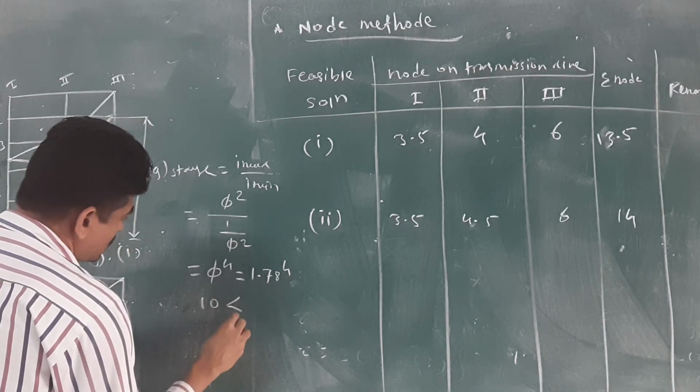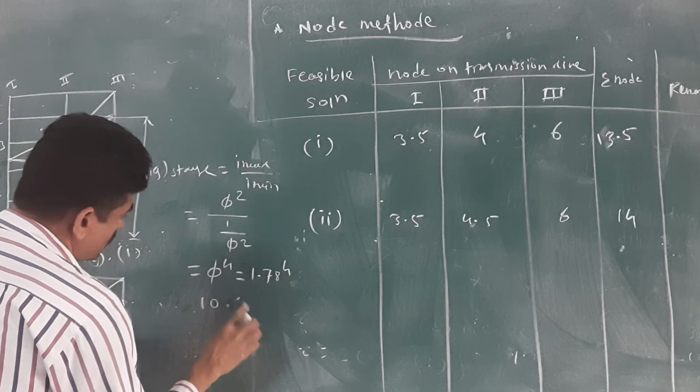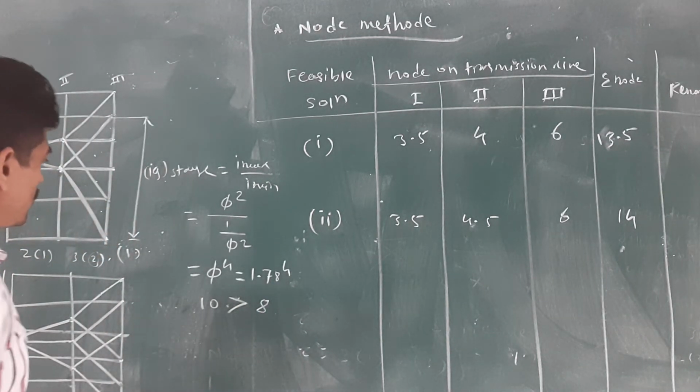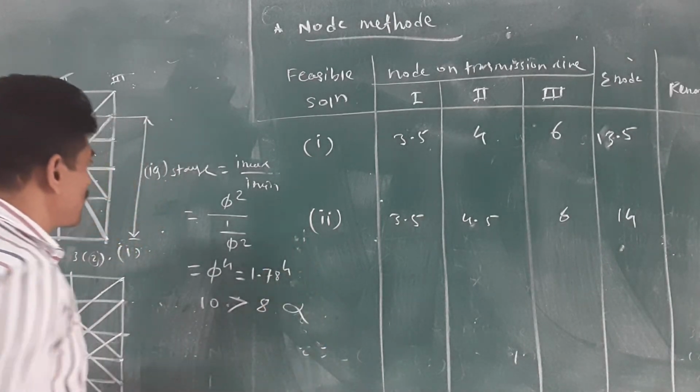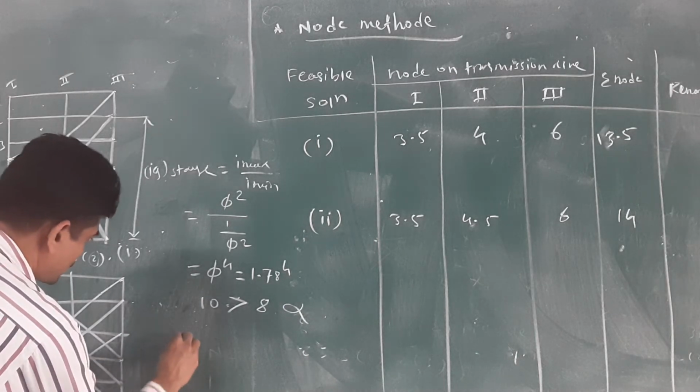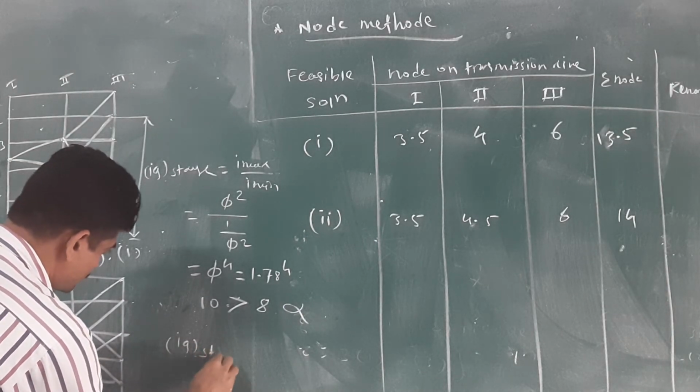10 is not less than 8. We require the value less than or equal to 8. But this condition is not satisfied. Not satisfied. Okay. Then for the second, what is the IG stage?